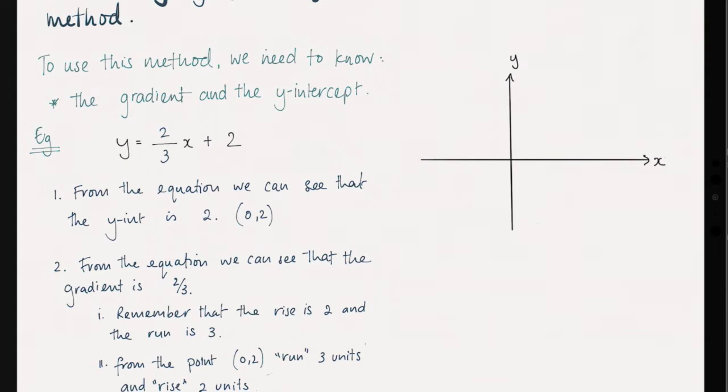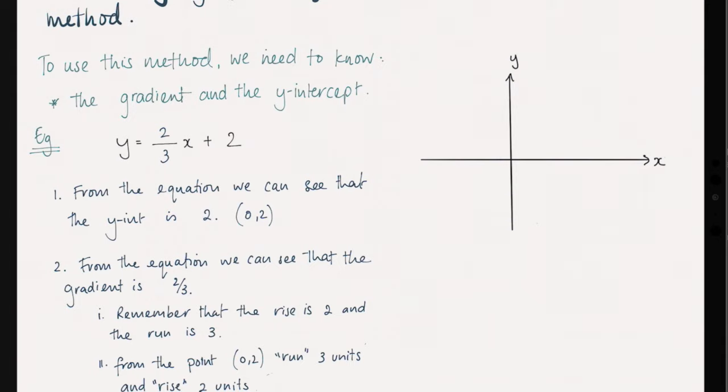I'm going to be looking at sketching graphs using the gradient intercept method. So to use this method, we need to know the gradient and the y-intercept, which is in its name. So for example, let's look at y equals 2 on 3 times x plus 2.